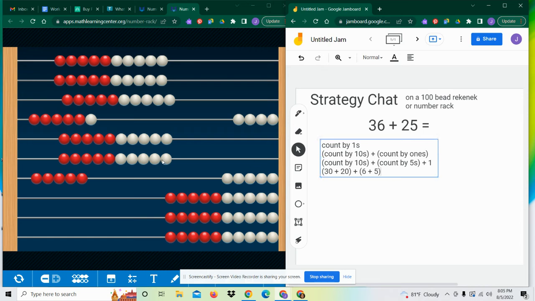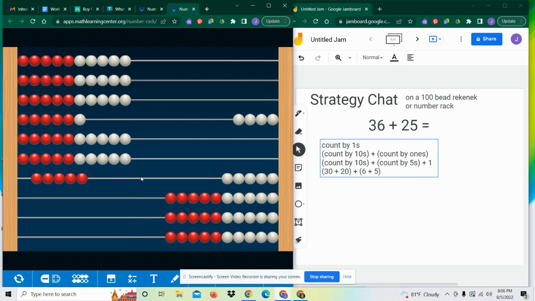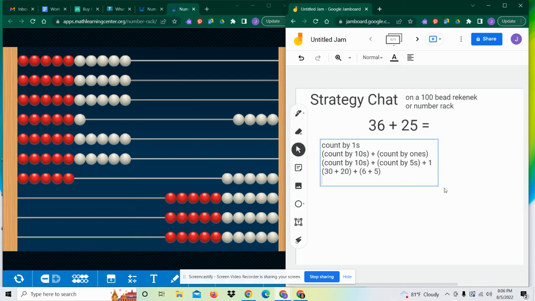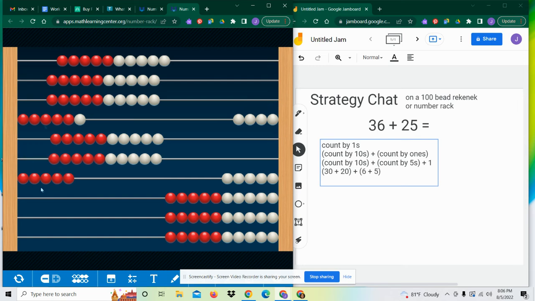Another student shared that their strategy was that they would count by tens and then add another 10, or add another 10 and a 1. I said, oh, tell me more about that. Well, first count these tens, and then there's another 10 here. This and this makes 10, and then there's a 1.